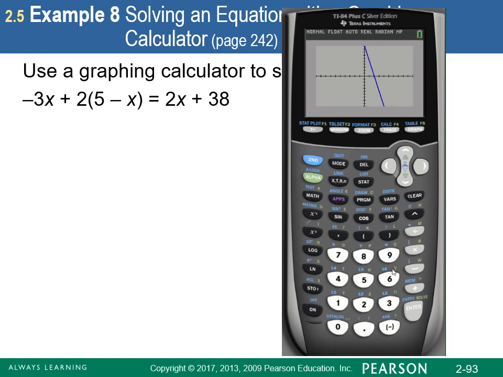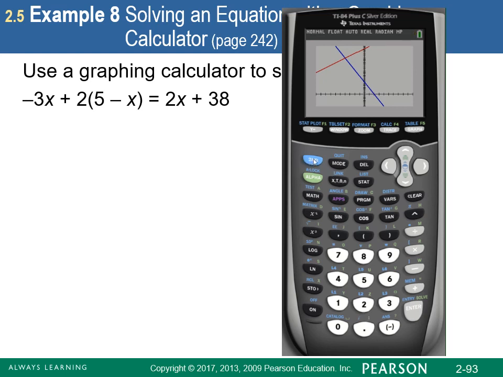Now I'm looking at the right side of the equation, which is y2 on ours, and I see the plus 38, which tells me it has a y-intercept of 38. And so I'm going to go to the window setting, change the y max to something larger than 38. How about we try 40 and draw that graph. Now if all goes well, I should see 2 graphs, and we're looking for their intersection.